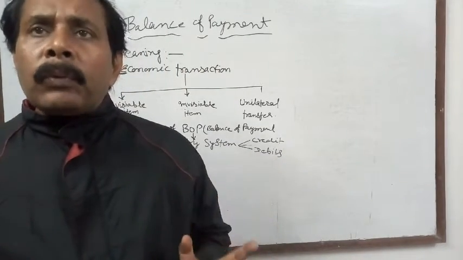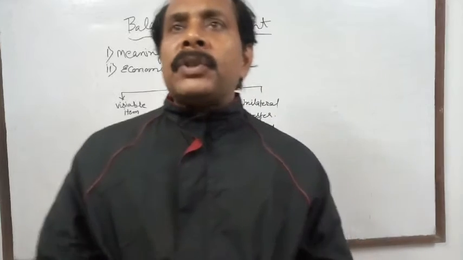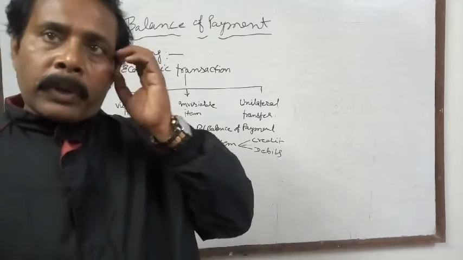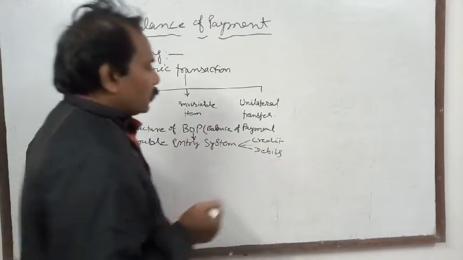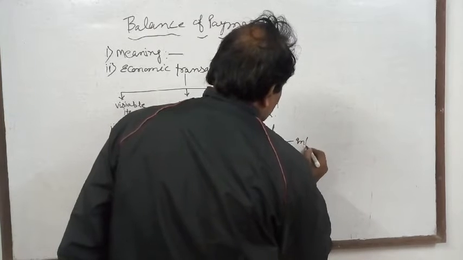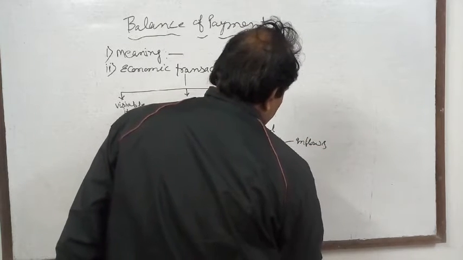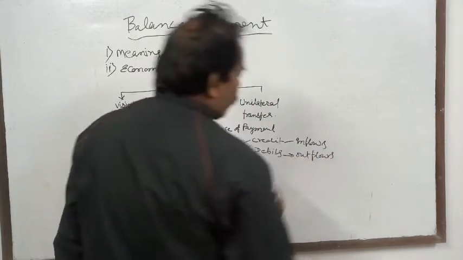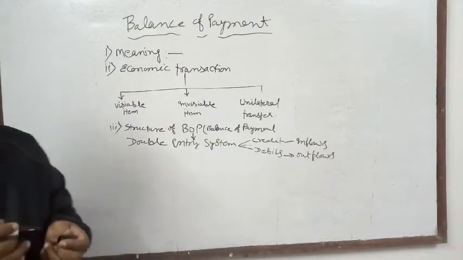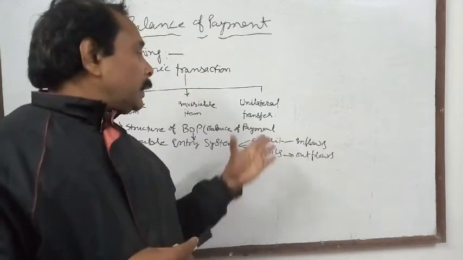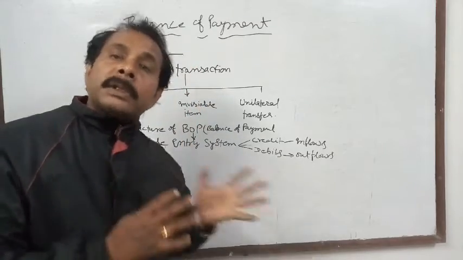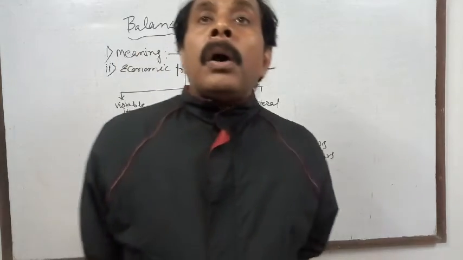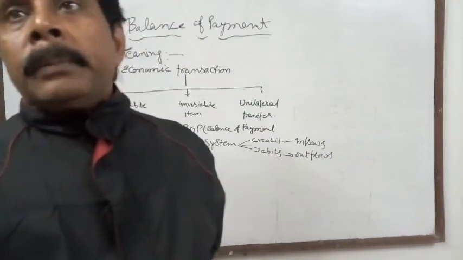So all inflows or sources of foreign exchange are recorded on the credit side. Okay, so all inflows, and then what will happen? Outflows. Okay, so all the inflows will be recorded either on the credit side, which is also known as the positive side, and all the outflows will be recorded on the debit side or negative side.